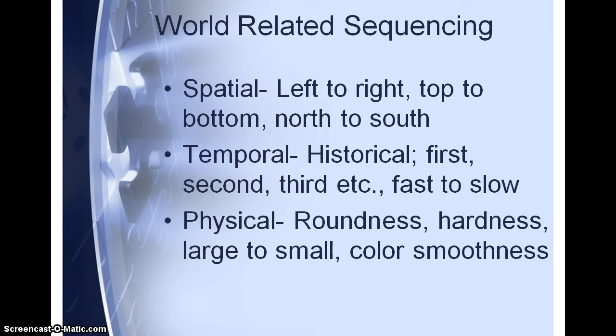And finally, our last option in the world-related sequencing category is physical sequencing. Essentially using physical attributes like roundness, hardness, large to small, color, or smoothness to sequence your objectives. I remember my biology teacher or geology teacher ordered his objectives using physical sequencing by presenting the various rocks from softest to hardest.